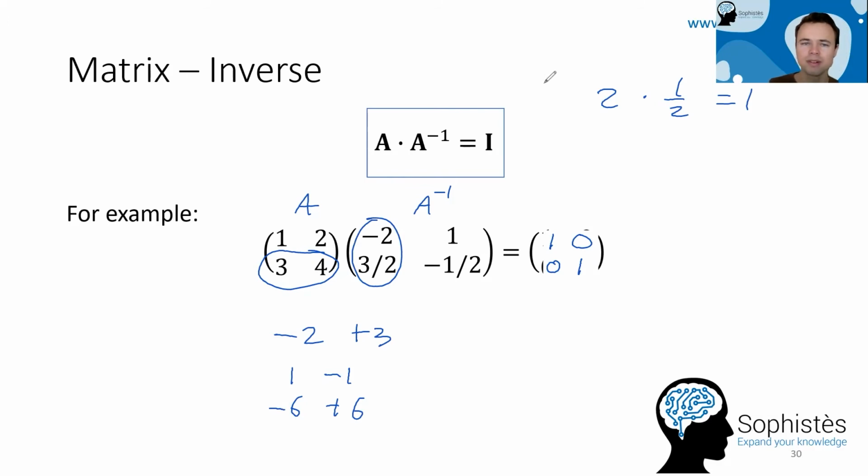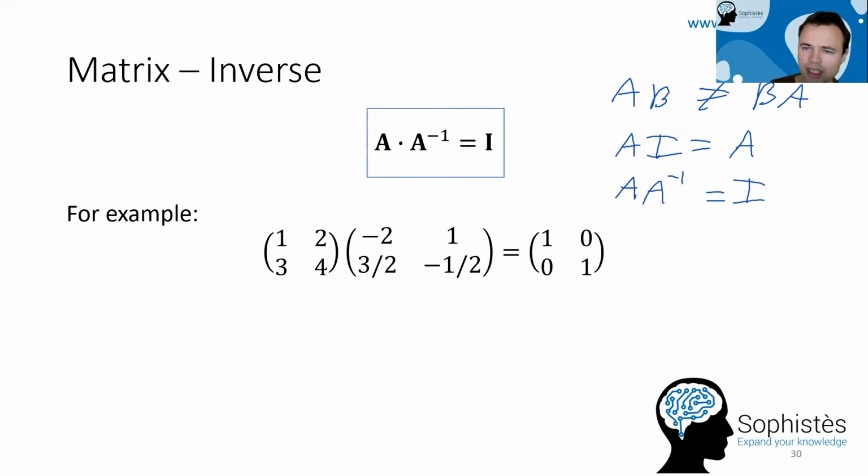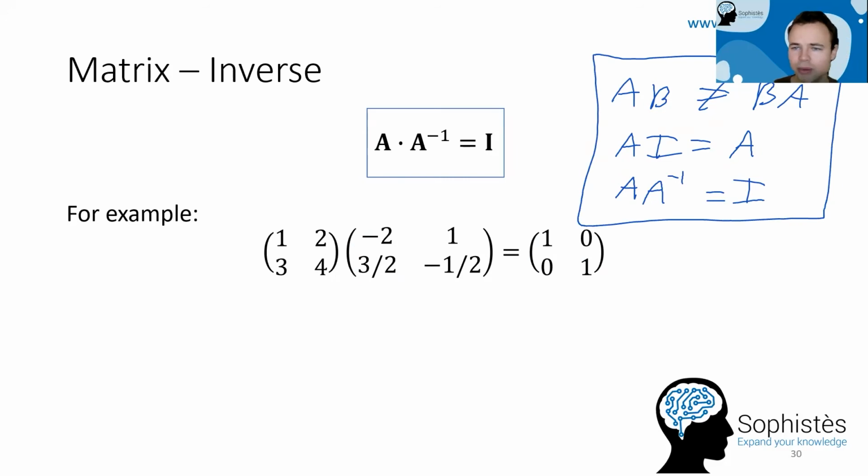So by now, you should have the following. We learned that A times B is not the same as B times A. So the order matters. You learned what an identity matrix is. You now know that A times the identity matrix is just A. And you now know that A times the inverse matrix will be the identity matrix. That's the three things we just learned after the break.